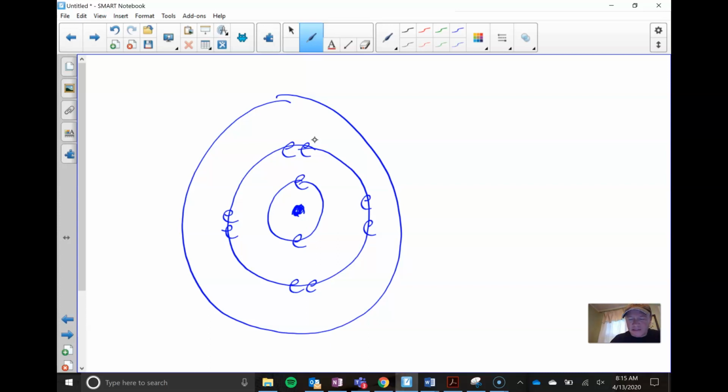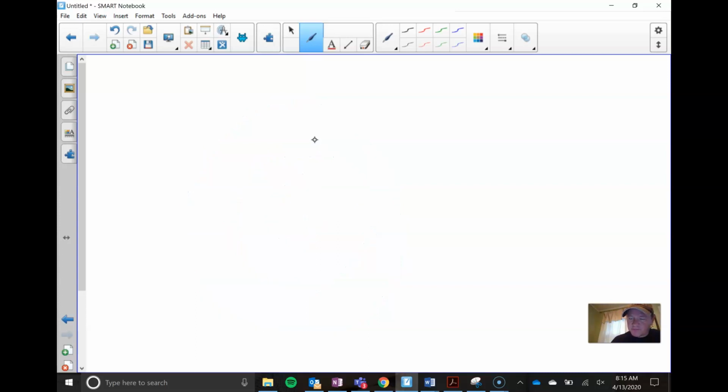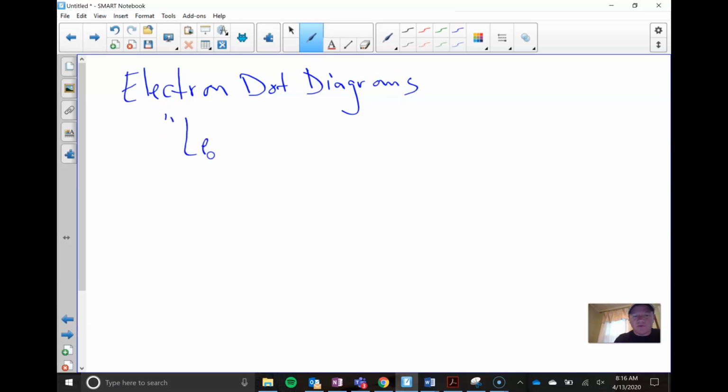Okay, so today we're going to shift gears and look at a concept called electron dot diagrams. Sometimes they're called electron dot structures. Sometimes they are called Lewis dot diagrams or Lewis dot structures, and it's because of the guy that developed this concept.